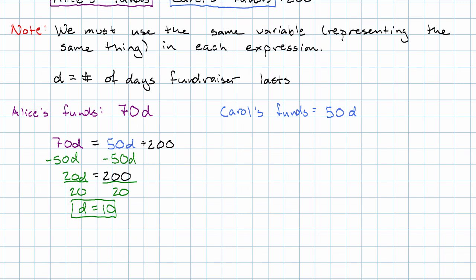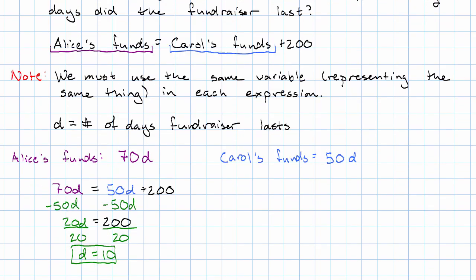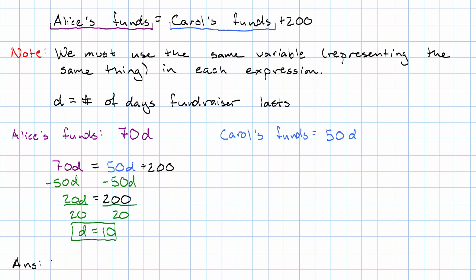Again, it's important to remember to answer the question. The question asks, how many days did the fundraiser last? We said D represents the number of days the fundraiser lasts. And so the answer to the question is just the value of D. It lasts 10 days.